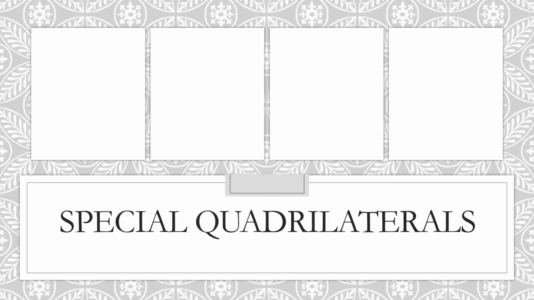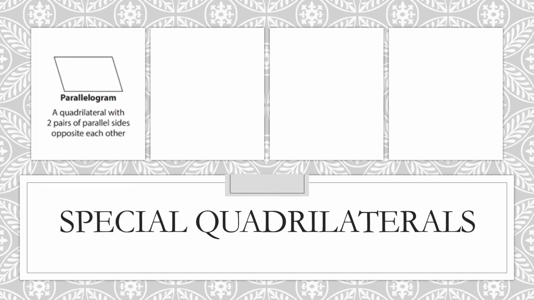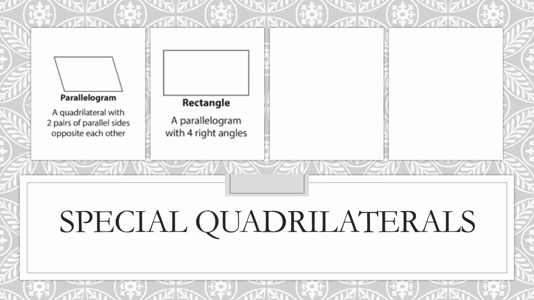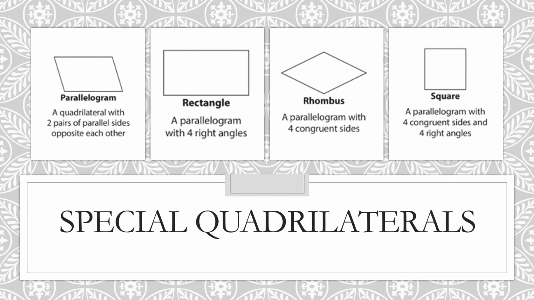All quadrilaterals have in common 4 straight sides and 4 angles. However, there are some quadrilaterals that have additional attributes in common. We can sort quadrilaterals into different categories based on these specific attributes. Let's look closely at the different types of quadrilaterals. Parallelogram, a quadrilateral with 2 pairs of parallel sides opposite each other. Rectangle, a parallelogram with 4 right angles. Rhombus, a parallelogram with 4 congruent sides. Congruent is another word for equal. Square, a parallelogram with 4 congruent sides and 4 right angles.